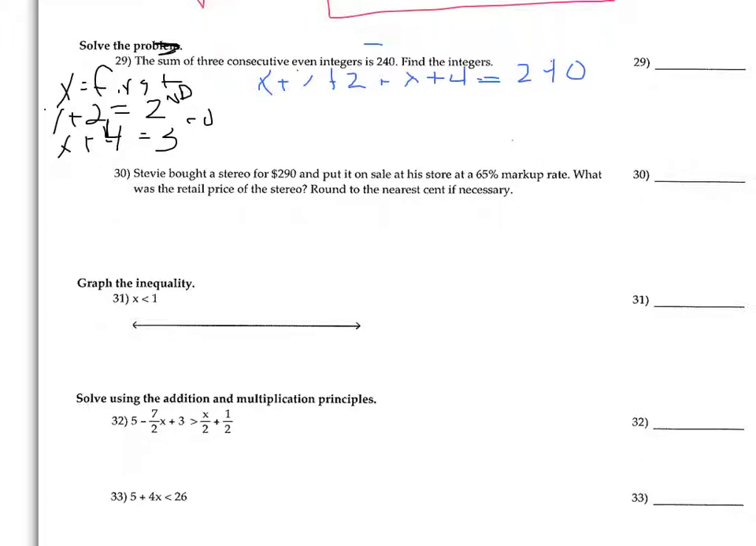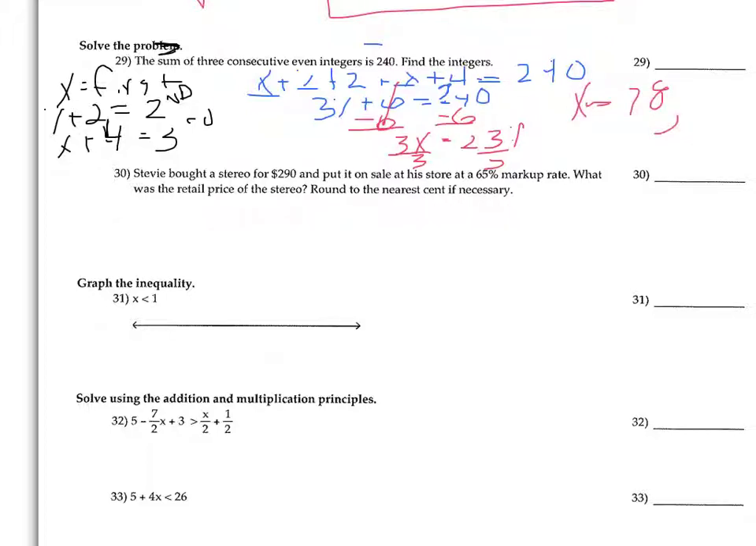So now we want to combine like terms. We have 1x, 2x, 3x's. 3x plus 2 plus 4 is 6 equals 240. And then we can get rid of the 6 by subtracting 6 from both sides. And those cancel, so we get 3x equals 234. Then divide both sides by 3. So 234 divided by 3 is 78. So x equals 78. So the first number is 78.